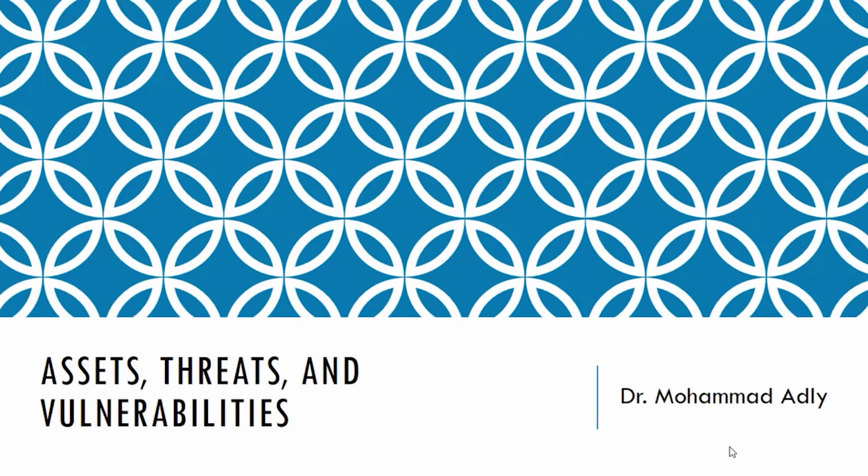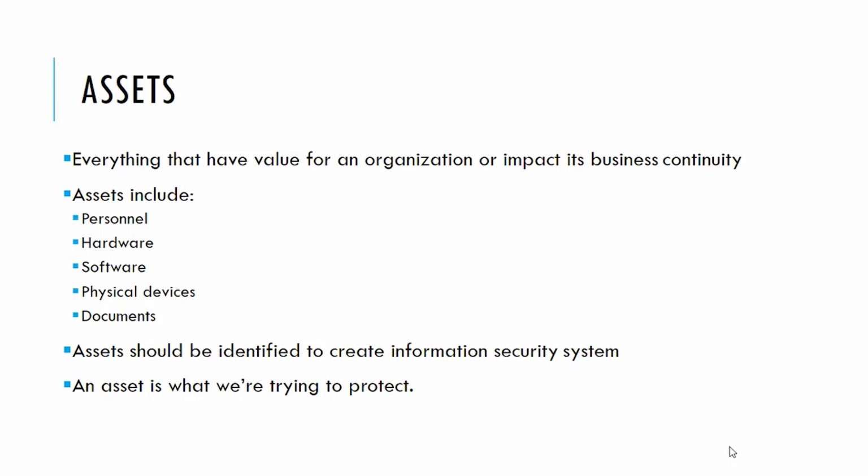Let's recall again some important definitions about cybersecurity or network security, which are assets, threats, and vulnerabilities. What is the meaning of each of these important terminologies in the world of cybersecurity? Assets means everything that has value for an organization or impact on its business continuity. Assets may include the personnel, the hardware, the software, the physical devices owned by this organization. Some documents owned by these organizations are all assets for these organizations.